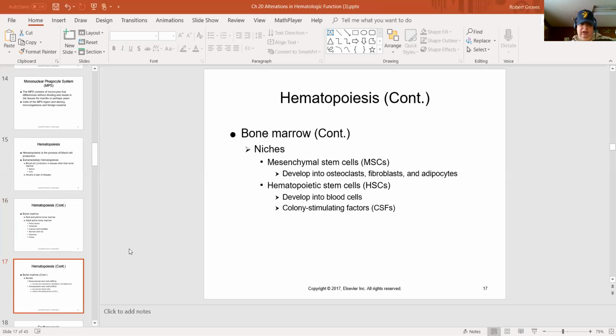And there are two types of stem cells which are the protagonists to blood cell production. The mesenchymal stem cells turn into the osteoclasts, the fibroblasts, and the adipocytes, which have bone building functions. So mesenchymal stem cells all have to do with bone building functions, and they don't contribute anything to the blood cell production. And then the hematopoietic stem cells are the ones that contribute to the formation of blood cells.